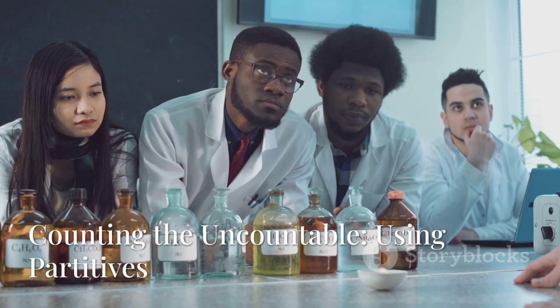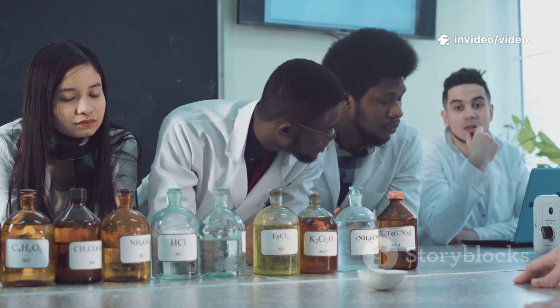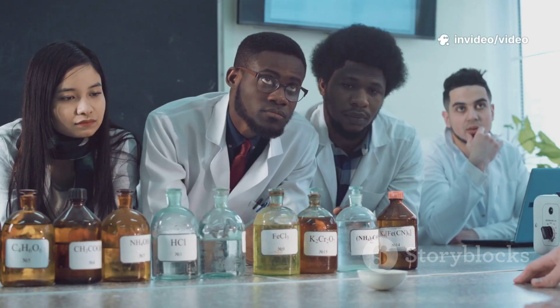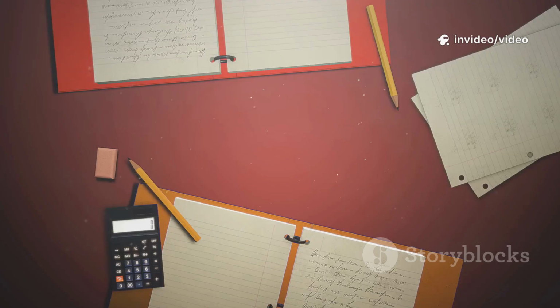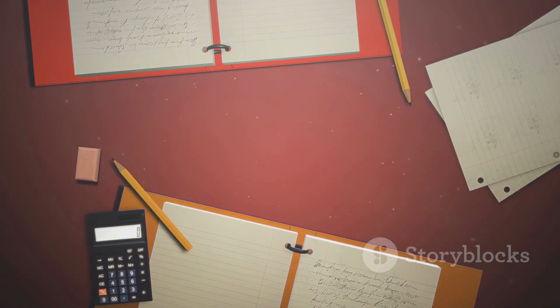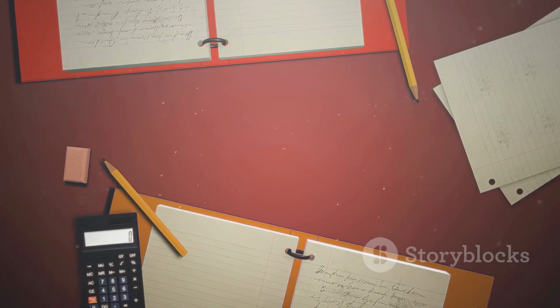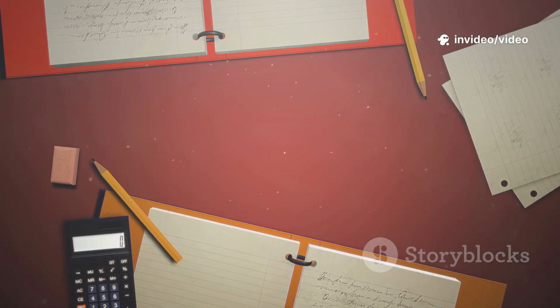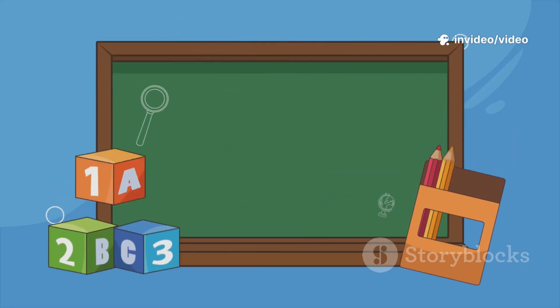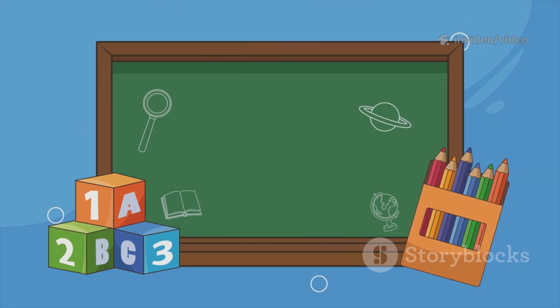So if you can't count uncountable nouns, how do you talk about a specific quantity? We use words called partitives, or quantifiers. These are counter words that let us measure or portion out the uncountable noun. For example, you can't have an advice, but you can have a piece of advice. You can't have 3 breads, but you can have 3 loaves of bread or 3 slices of bread.